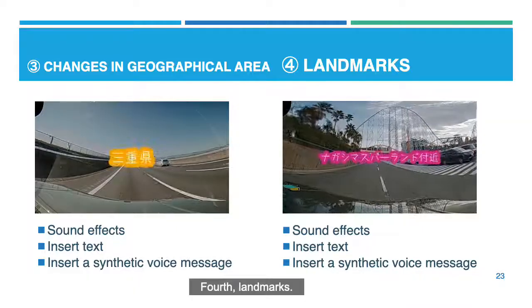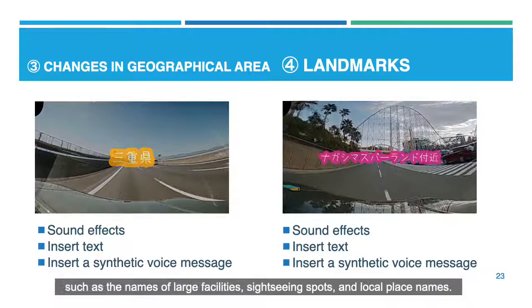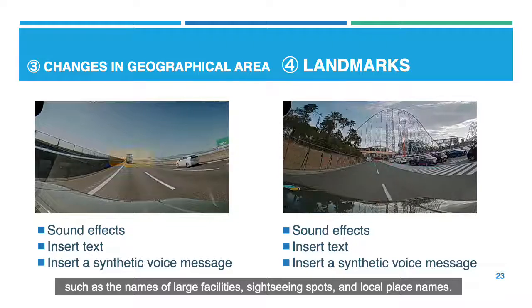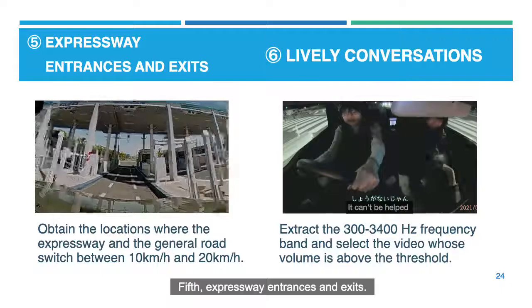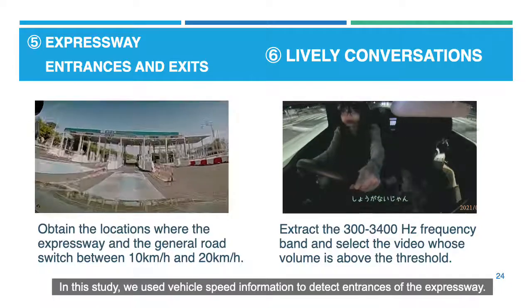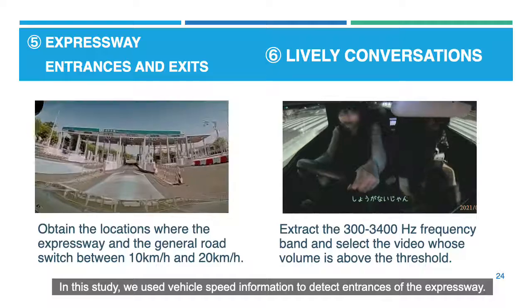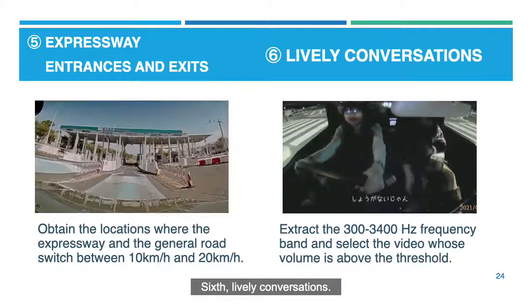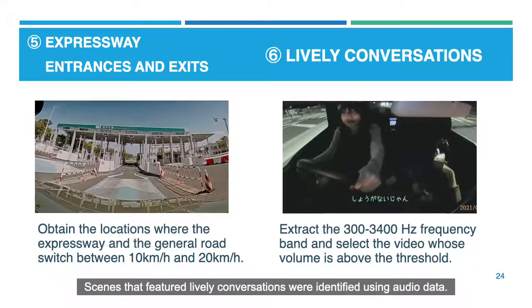Fourth, landmarks. We obtained regional landmark information such as the names of large facilities, sightseeing spots, and local place names. Fifth, expressway entrances and exits. In this study, we use the vehicle's field information to detect entrances of the expressway. Sixth, lively conversations. Scenes that featured lively conversations were identified using audio data.